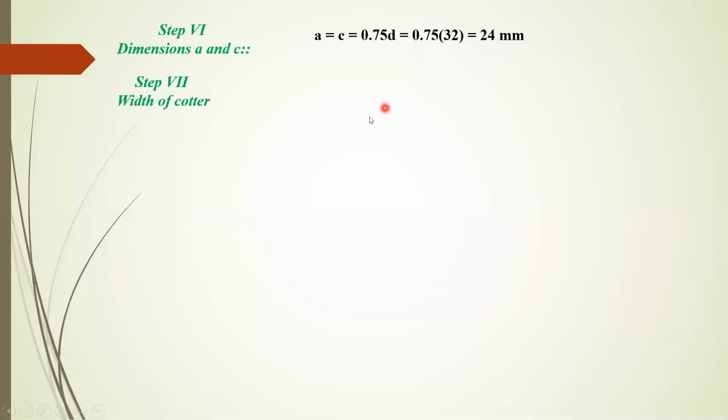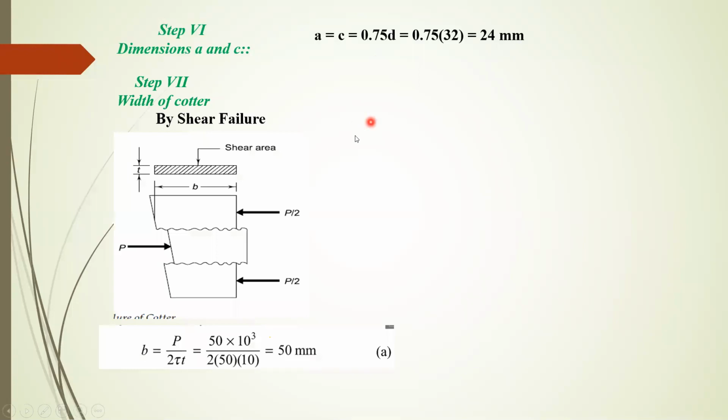Then step number 7. In step number 7, we have to find the width of the quarter. The width of the quarter can be calculated in two ways, by shear failure and by bending failure. We will discuss shear failure first. As the force is acting here, the quarter may fail by shear, and that shear is double shear, this layer and this layer also. We know the formula: tau is the shear stress in the quarter, which is force per unit area, and the area is B into T.